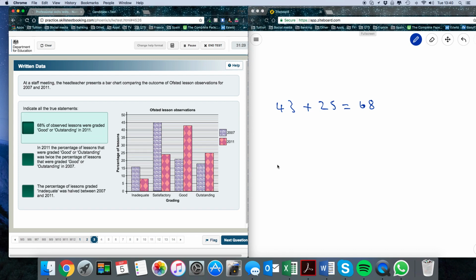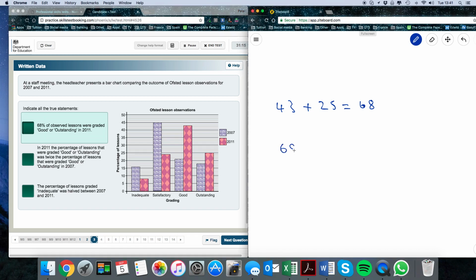In 2011, the percentage of lessons that were graded good or outstanding. What I want you to notice here is that that's exactly what they just asked us for in the first question. 2011, good or outstanding, so we know that that's 68%.